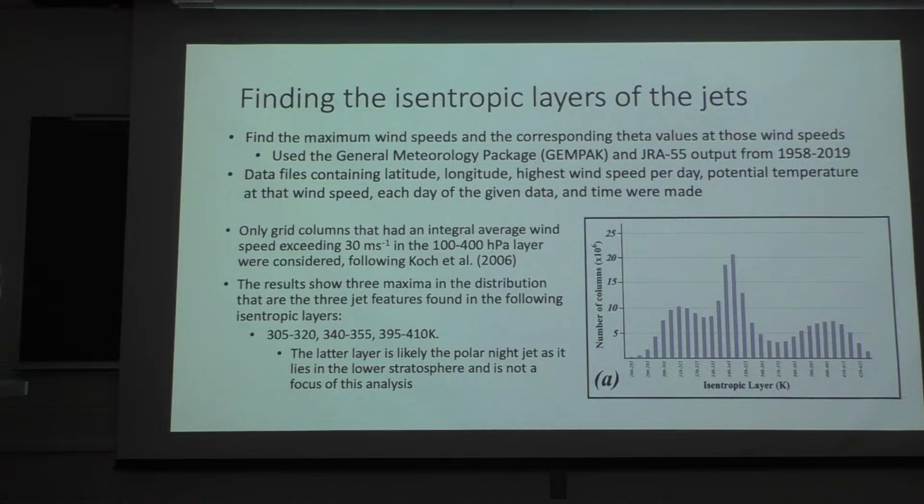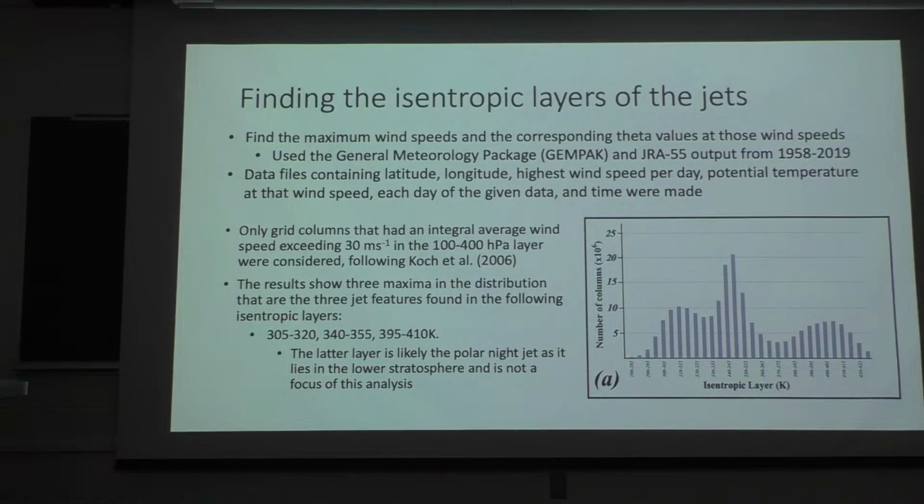In finding the maximum wind speeds and the corresponding theta values at those wind speeds, we used GEMPAK to find that data. The data files that we created using different scripts contained the latitude, longitude, highest wind speed per day, the potential temperature at that wind speed, each day of the data, and the time. Only grid columns that had an interval average wind speed exceeding 30 meters per second in the 100 to 400 hectopascal layer were considered, following Koch et al.